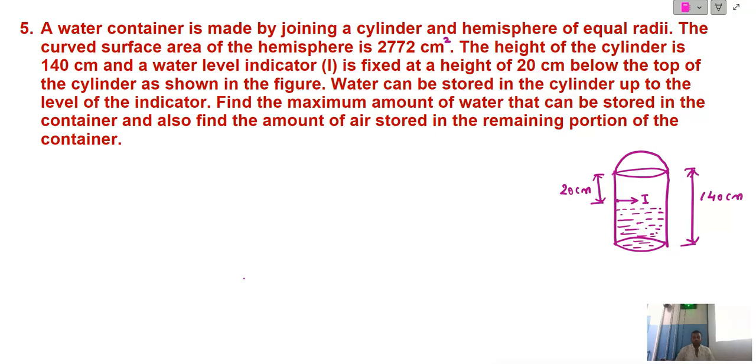Yes, students, look here. Question number 5. A water container is made by joining a cylinder and hemisphere of equal radii. The curved surface area of the hemisphere is 2772 centimeter square. The height of the cylinder is 140 centimeter and a water level indicator is fixed at a height of 20 centimeter below the top of the cylinder as shown in the figure. Water can be stored in the cylinder up to the level of the indicator. Find the maximum amount of water that can be stored in the container and also find the amount of air stored in the remaining portion of the container.